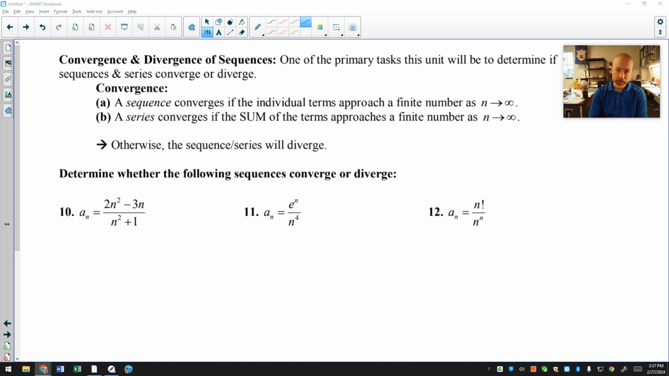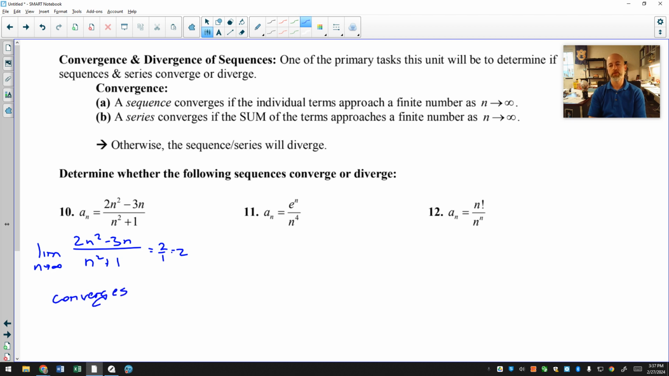And for a sequence, it's a very nice way to determine if it converges. You simply take the infinite limit of the formula for that sequence. So I'll do the limit as n goes to infinity of this sequence. The first one is going to be the easiest one. Because my top and bottom degrees are equal, you can divide their coefficients. This sequence converges to 2. The individual terms converge to 2.